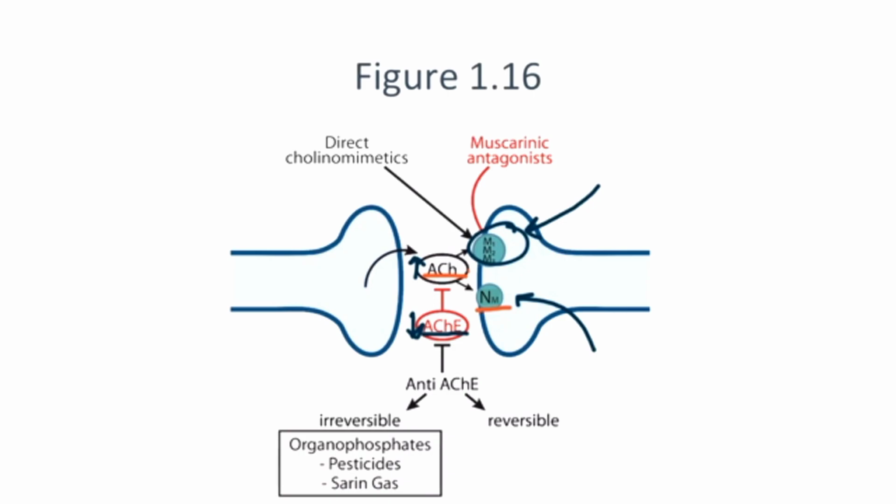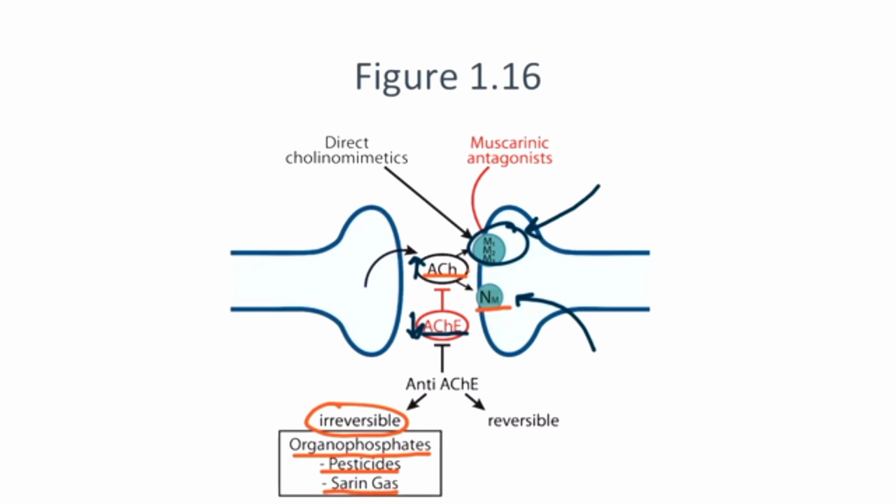There are two basic categories of substances that can block acetylcholinesterase. First are substances that irreversibly bind acetylcholinesterase, and these are called organophosphates. Now, these are extremely dangerous substances. In fact, these substances are designed to kill. They can kill bugs, as pesticides, or they can be used to kill people in chemical warfare, for example, sarin gas.